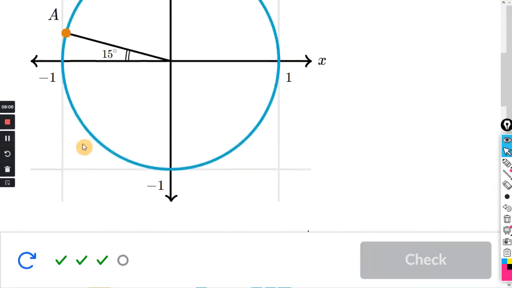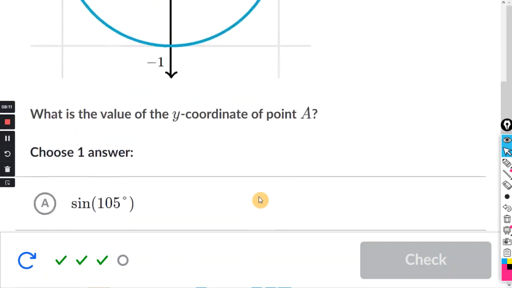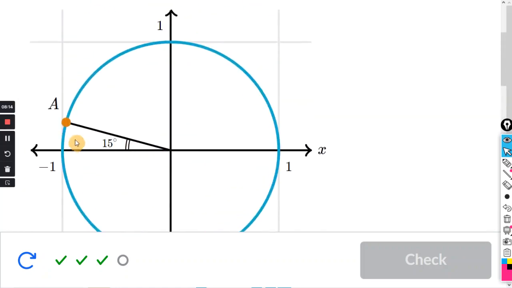Last one. What is the value of the y-coordinate of point A? So here's point A. We can't just use 15 because remember we have to start at the positive x-axis. If we go around counterclockwise, that's 90, and right here it's almost 180. If we made it to this line here, it would have been 180. But this angle here is 15.